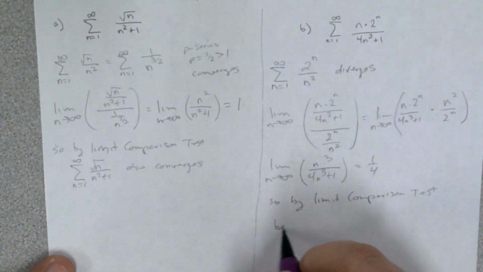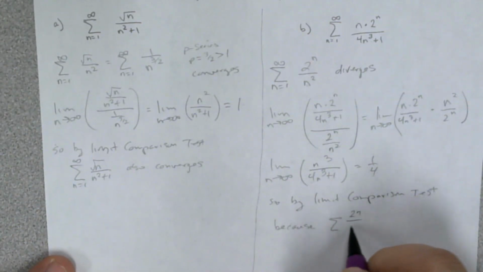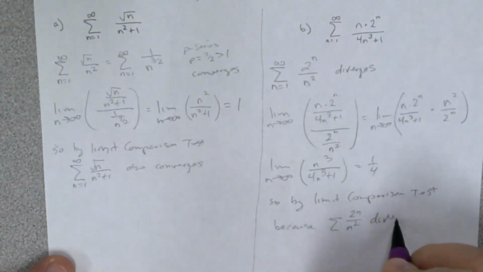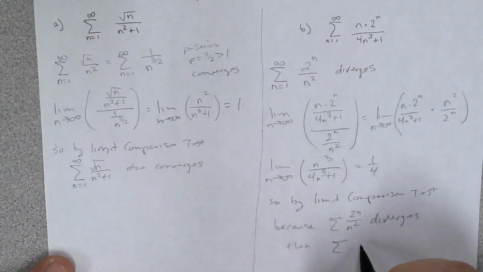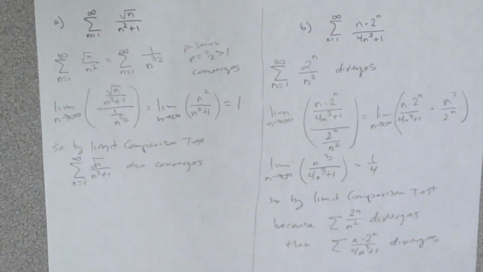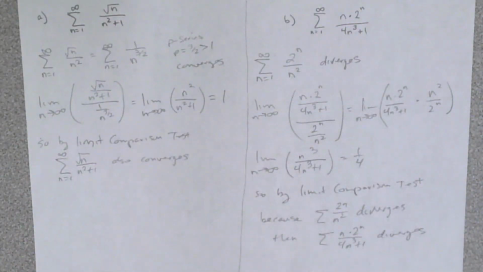So because this one diverges, then this one diverges. Okay, so let's take a look at the final notes over here, and then that's how that works. You'll probably use this one more often than the direct one. So make sure you understand the criteria for this one. You can see it's a lot easier to deal with.